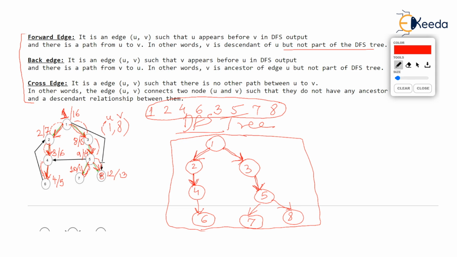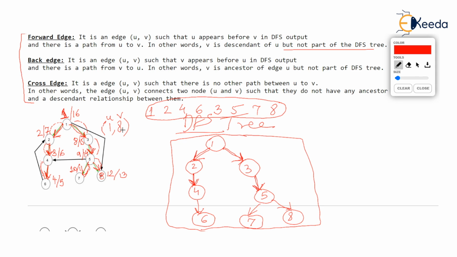Now then, is this a forward edge or backward edge or cross edge? If u comes before v in the DFS output, what is u? U is 1. And what is v? V is 8. Is 1 coming before 8 in the DFS output? Just check the DFS output. Yes, 1 is coming before 8 in the DFS output, isn't it? Yes, it is true.